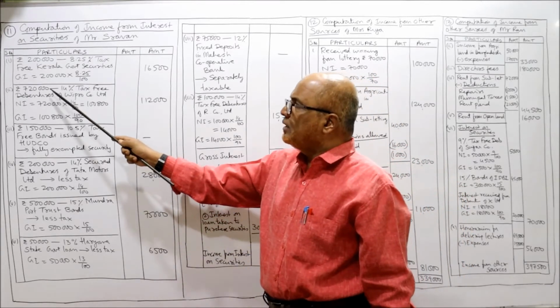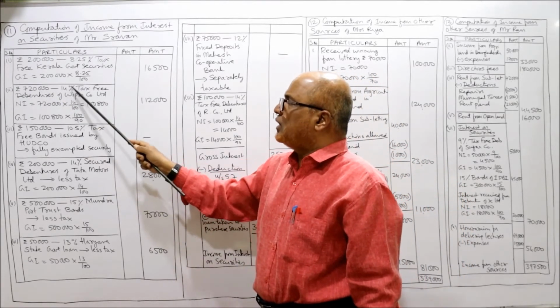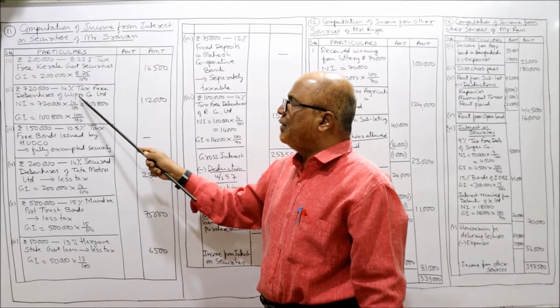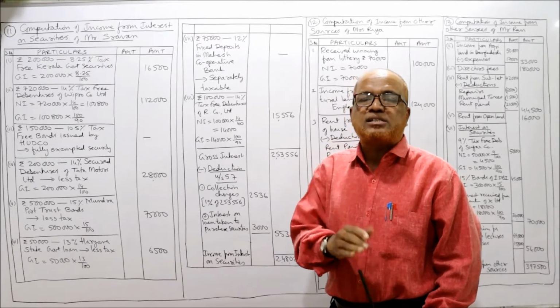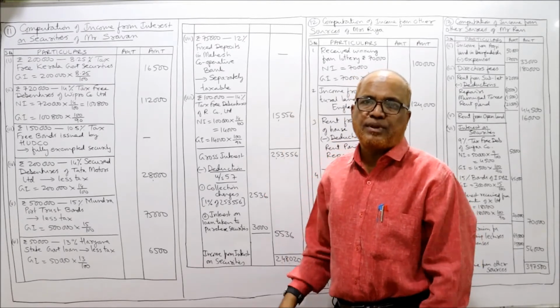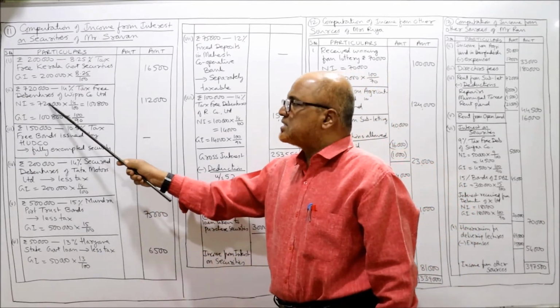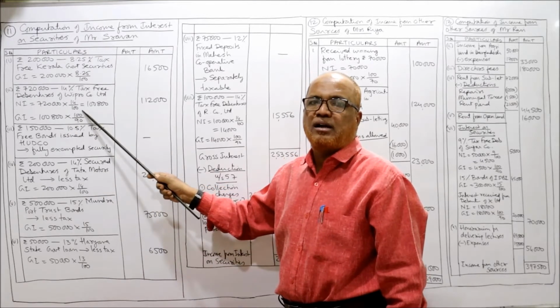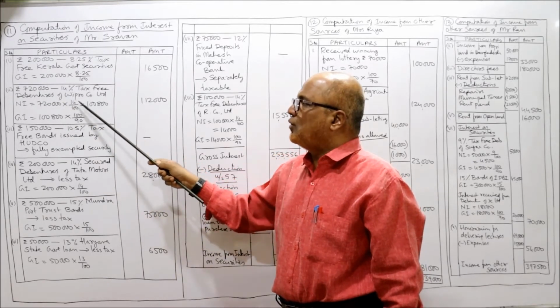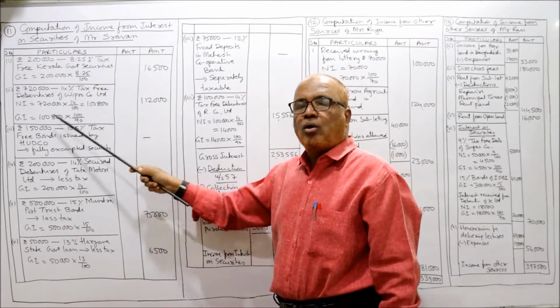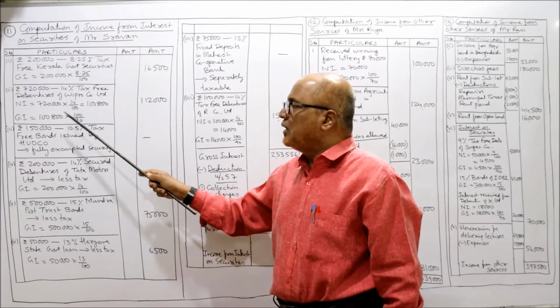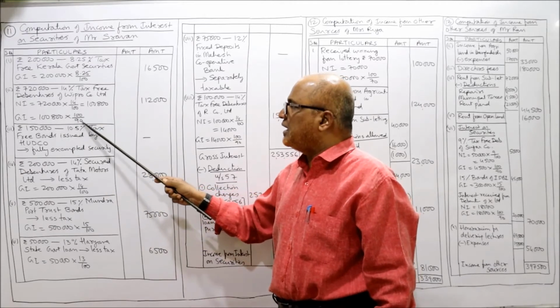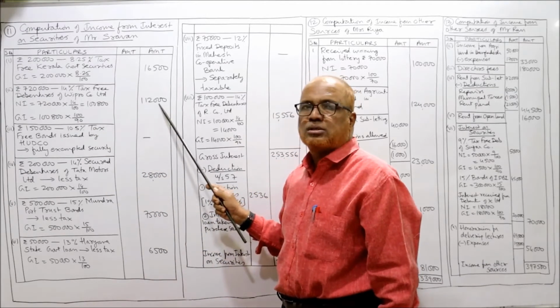Second, rupees 7 lakh 20,000, 14% tax-free debenture of Wipro Company Limited. It is a tax-free commercial security. So 2 steps. First NI. Net interest is equal to face value into rate by 100. 7 lakh 20,000 into 14 by 100, 1 lakh 800. Now gross interest is equal to net interest into 100 by 90. So 1 lakh 800 into 100 by 90, you are getting 1 lakh 12,000.